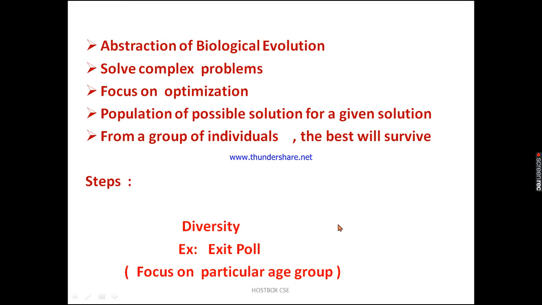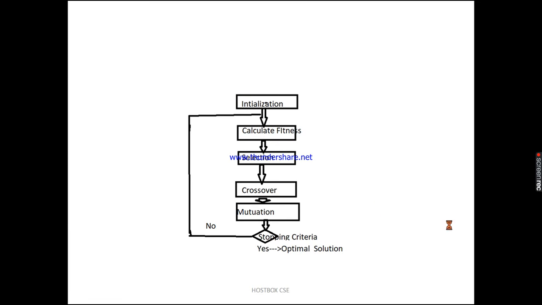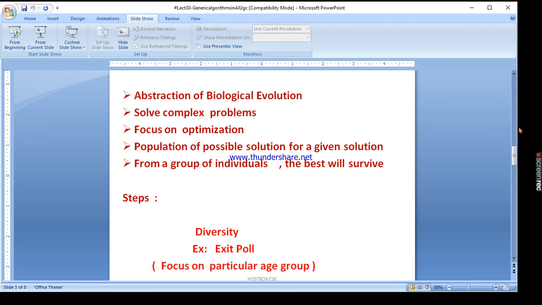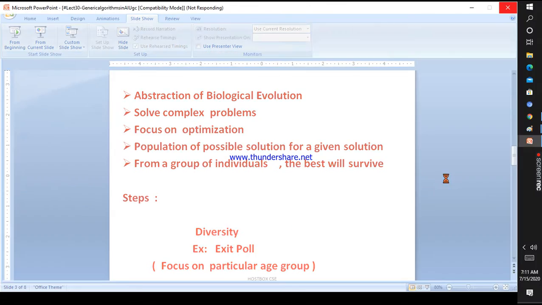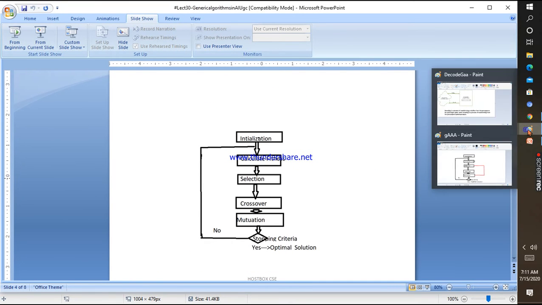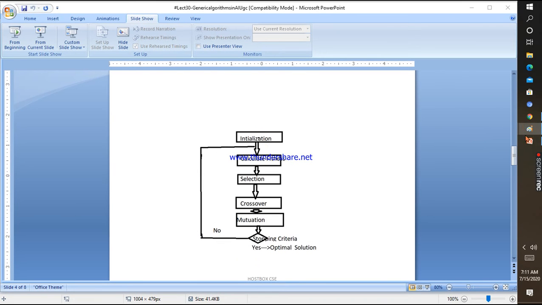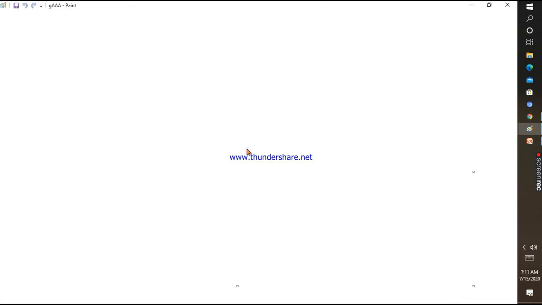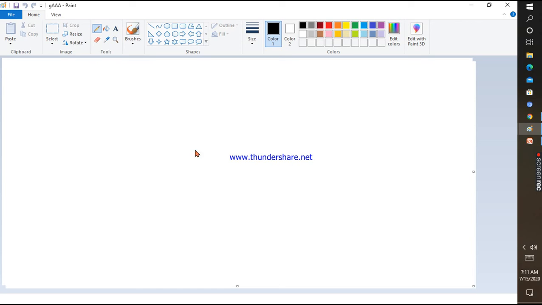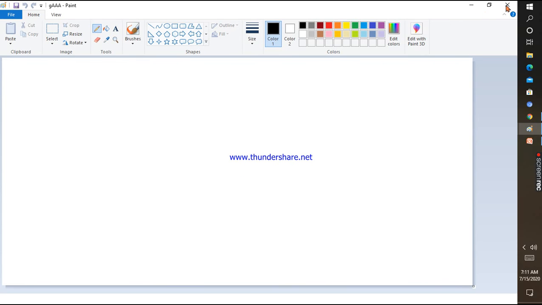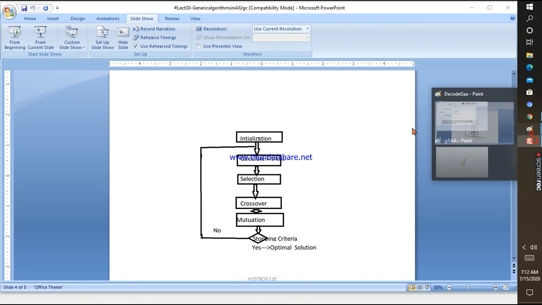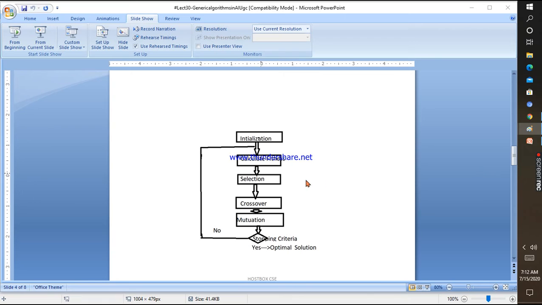Let's go to another point, and before that we switch to another mode where we get clarity, the paint mode. Next is calculate fitness. Calculate fitness is a very important step in the area of genetic algorithms. Let's see it one by one with a simple example.